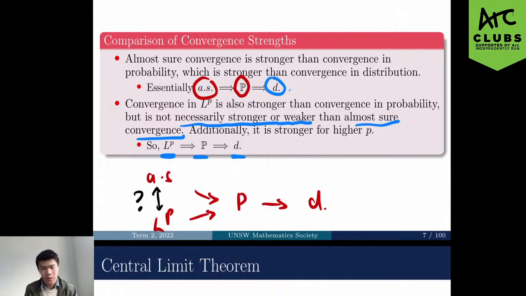And those are our convergence strengths. So for example, if you know something converges almost surely, then if the question asks you to show it converges in distribution, well, you actually get it for free because we know AS implies D.